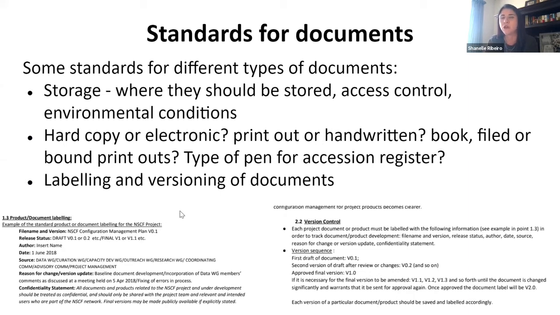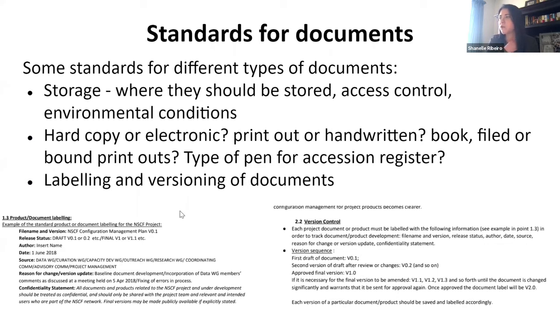Should the documents be hard copy or electronic? Where will it be filed? What type of pen will you use in your accession register? And then, as we've been mentioning, Fulu mentioned it as well, is the labeling and versioning of documents.